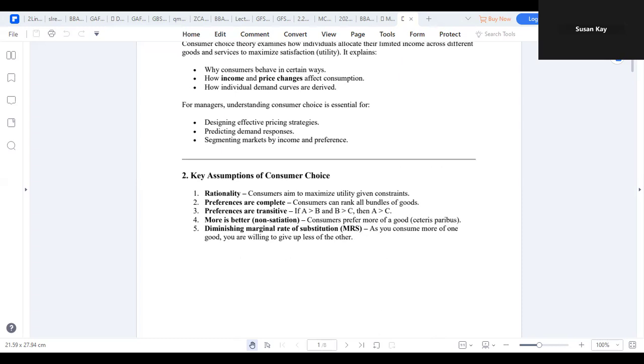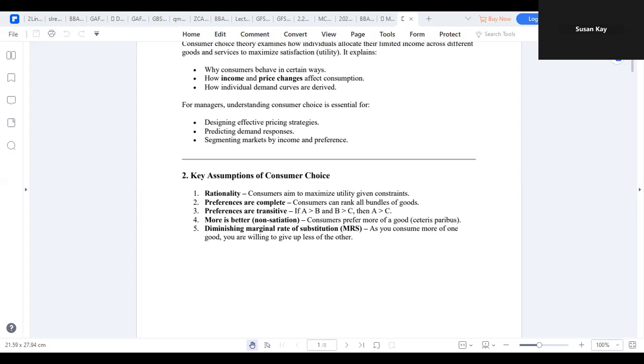The first assumption is that of rationality, assuming that consumers are rational, meaning they want more for less. They want to maximize satisfaction subject to budget constraints. Rationality does not imply perfection, but rather the choices are consistent with their preferences. So you want to maximize the budget to get the best value possible.